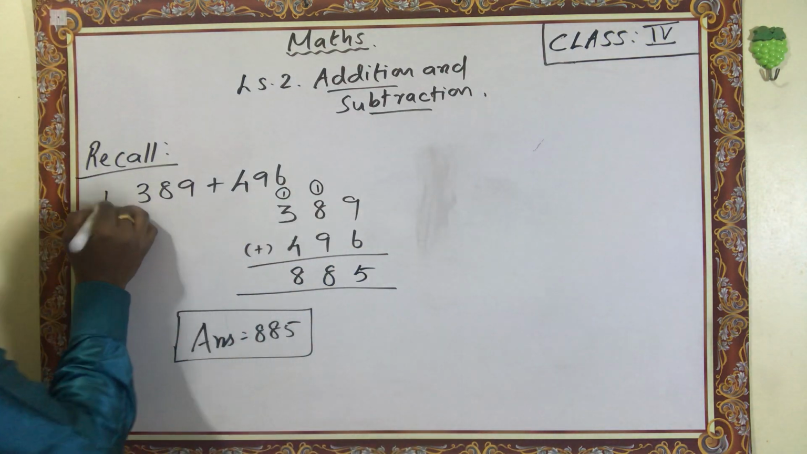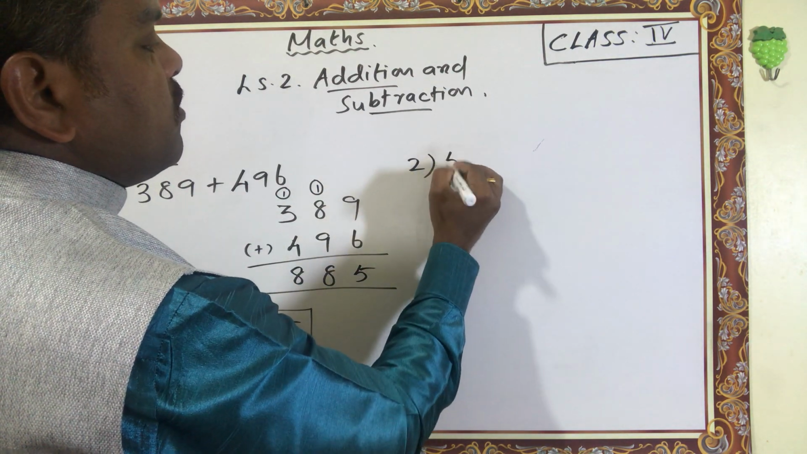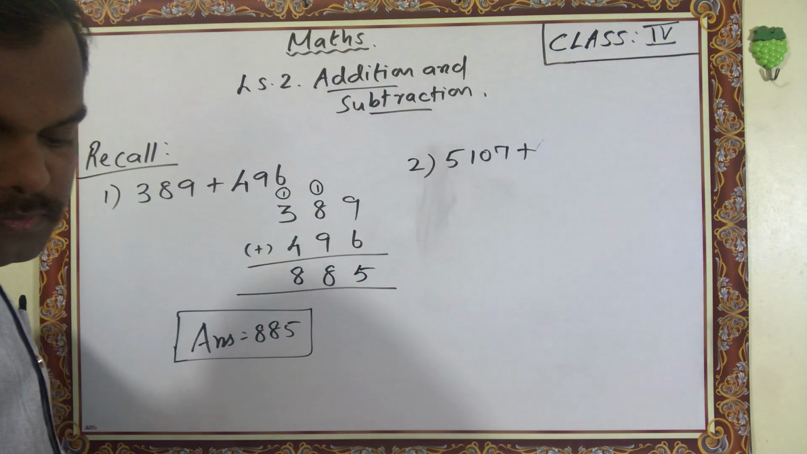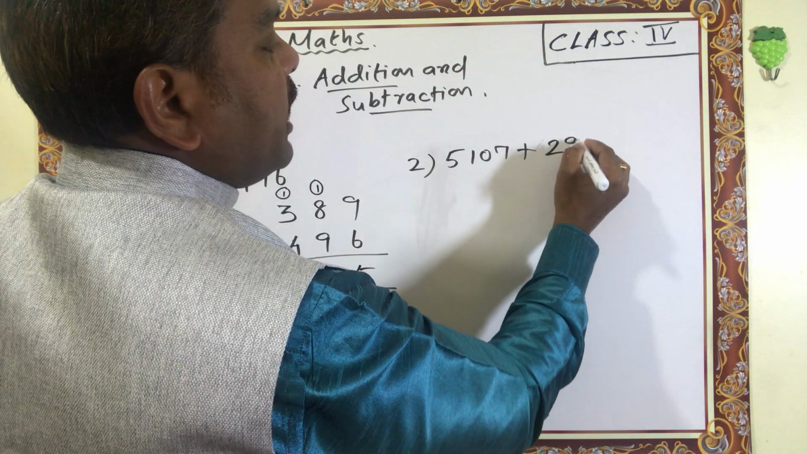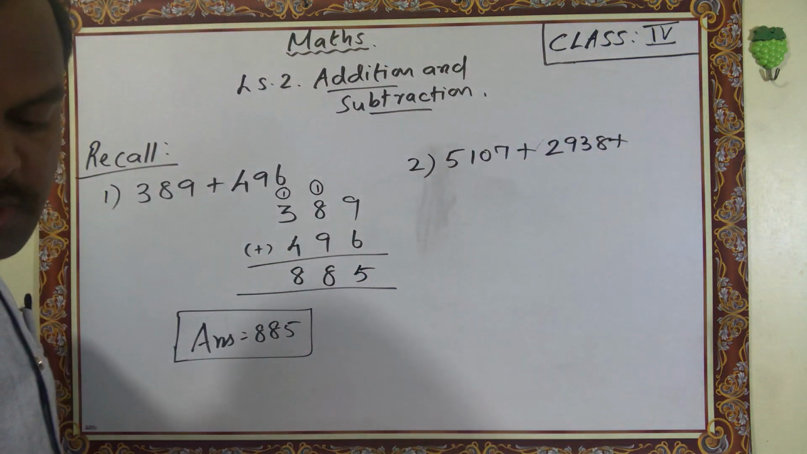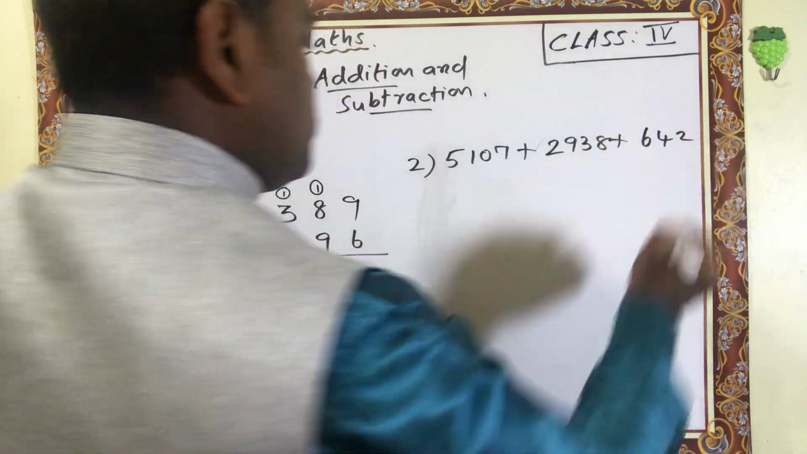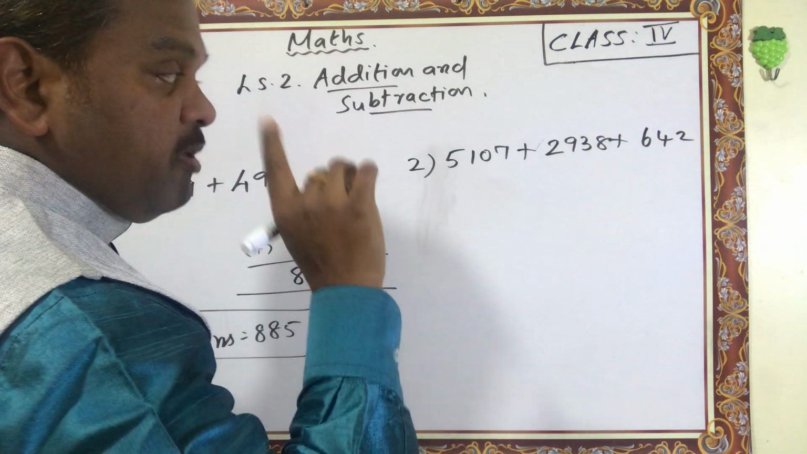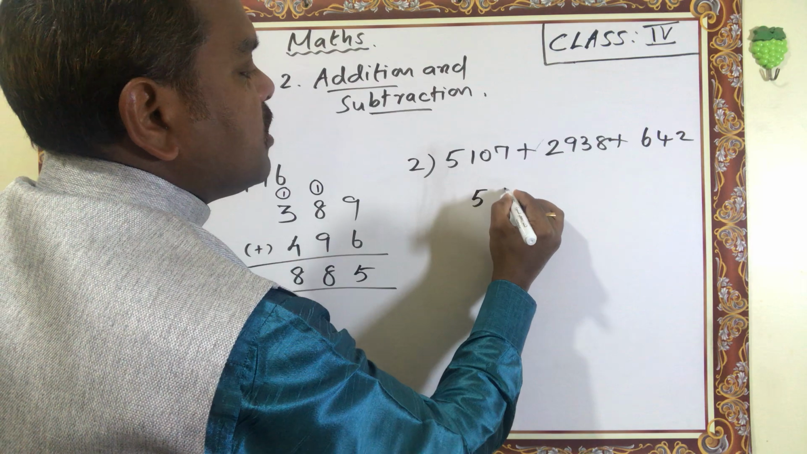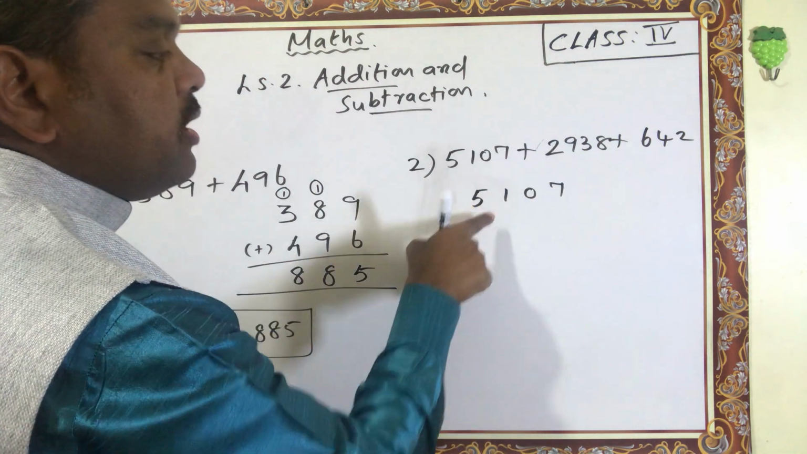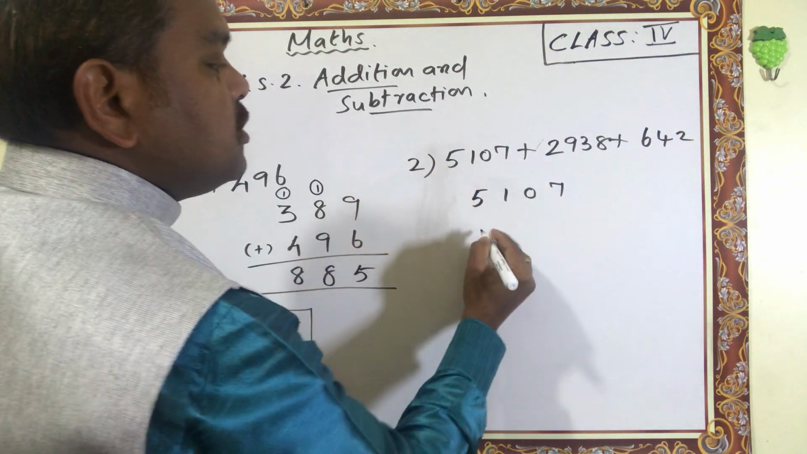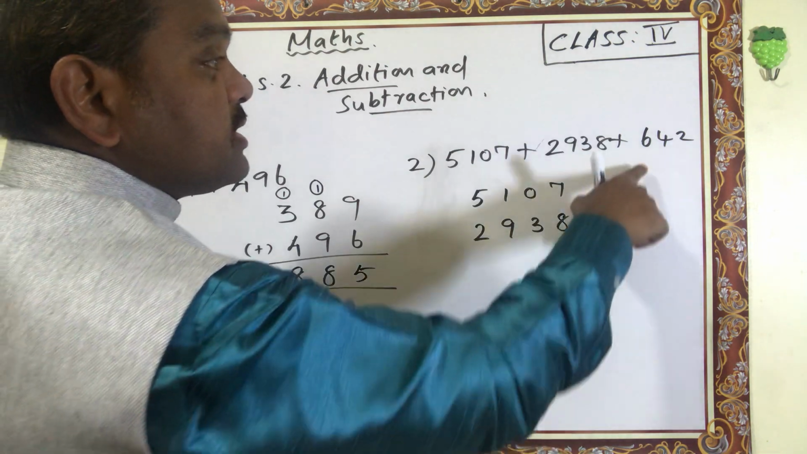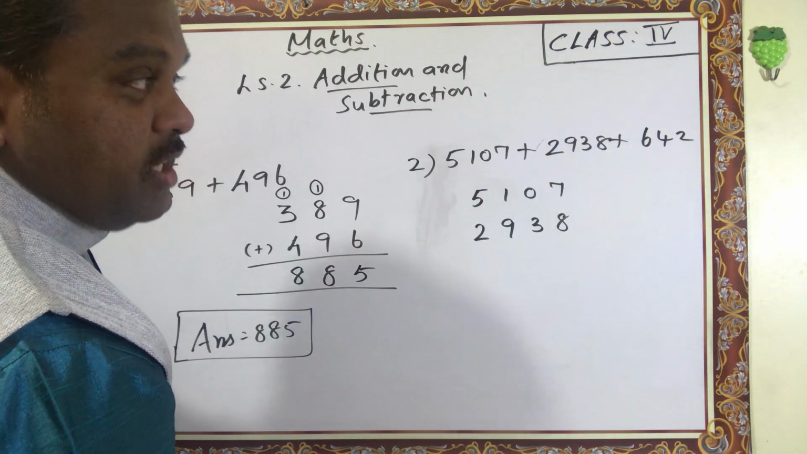This is example number 1. Second question: 5,107 plus 2,938 plus 642. So this is a 4 digit number, this is a 3 digit number, so you have to be very careful. 5,107. See how I am writing? Leave some space, then write. Then 2,938. Understood? Then 642.